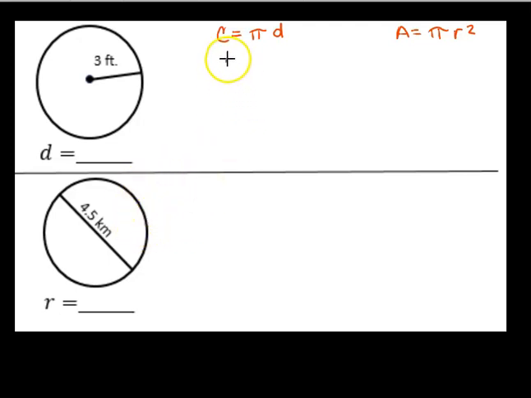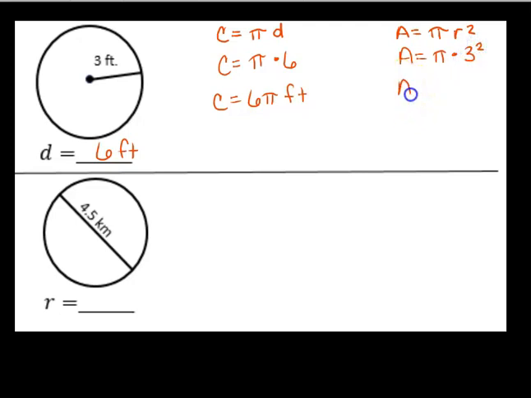All right, so we do circumference equals pi times diameter, and if the radius is 3, my diameter is 6. So circumference equals 6 pi feet. Now the area equals pi times the radius squared, so that would be 3 squared. So area equals pi times 9, so 9 pi feet squared.